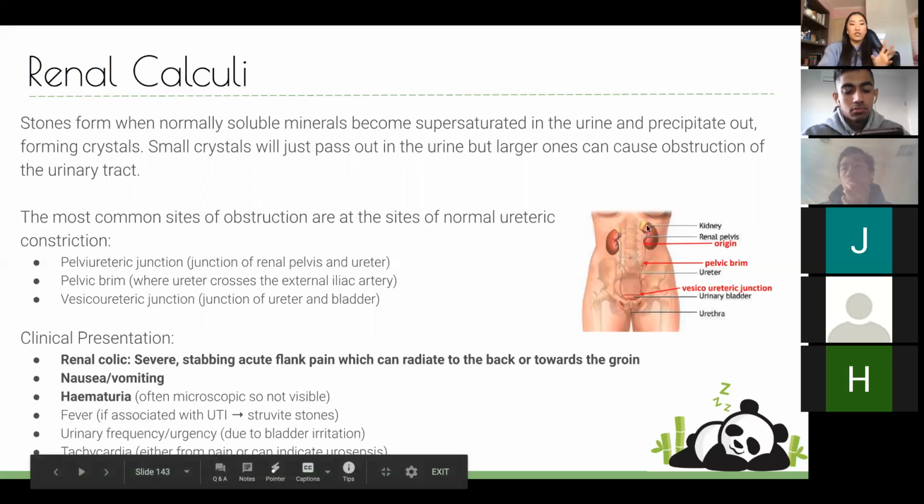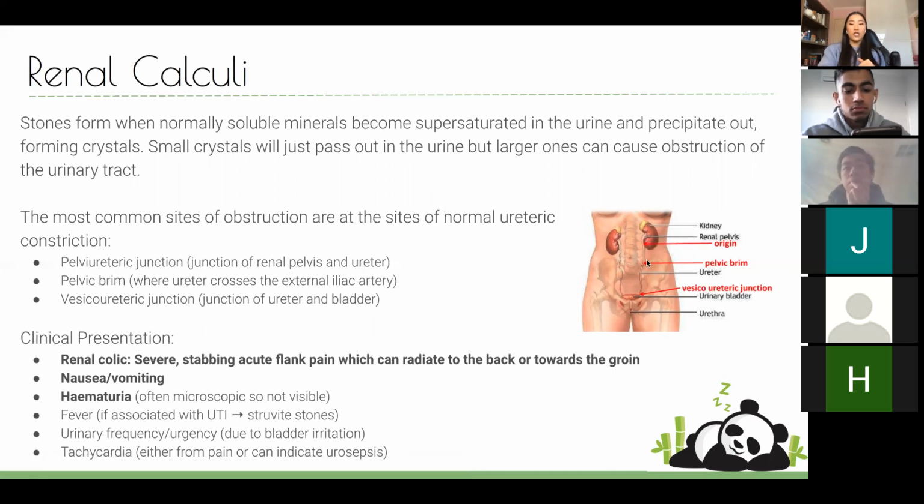They can form really anywhere, but they typically form in the kidneys and then lodge further down. So your sites are the sites of normal constriction of the ureter, where it naturally narrows a little bit. That's where your stones are going to catch. So that could be at the pelvic-ureteric junction, the origin of the ureter, at the pelvic brim, where it crosses over the external iliac artery and you have a minor constriction, or at the entry into the bladder, the VUJ.